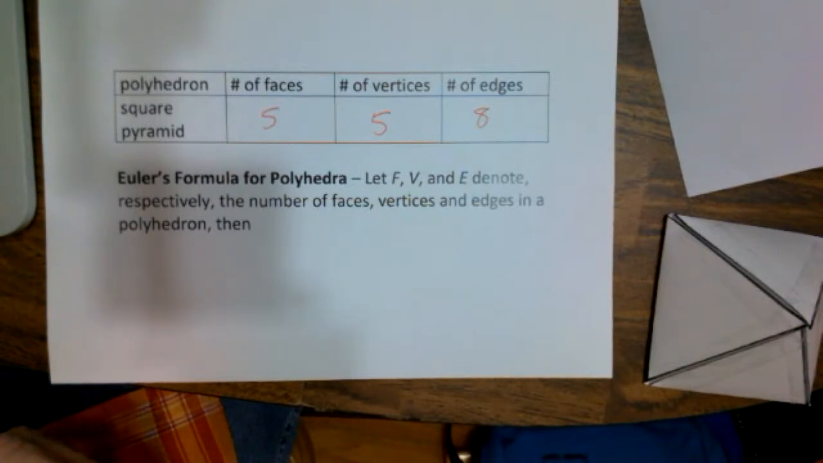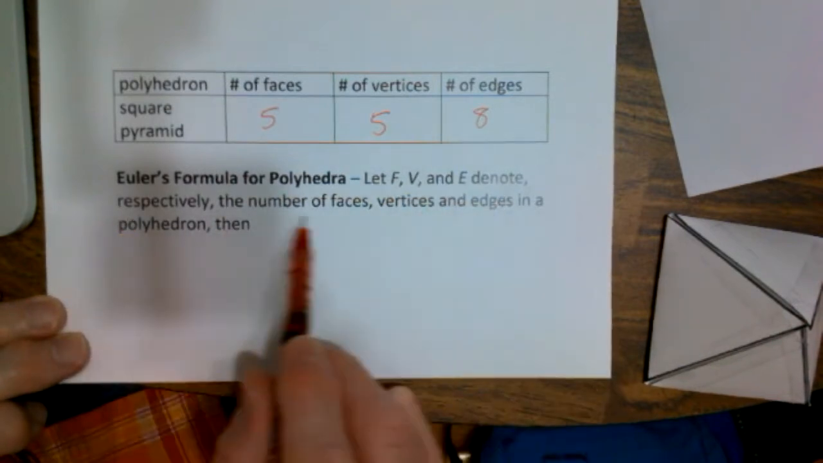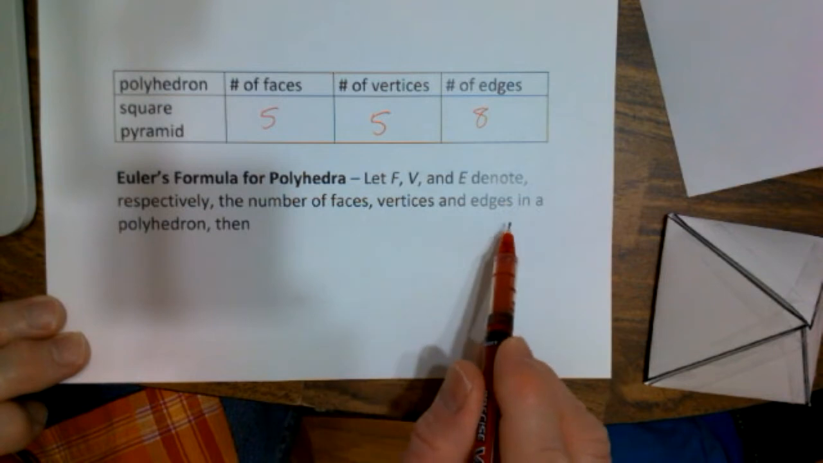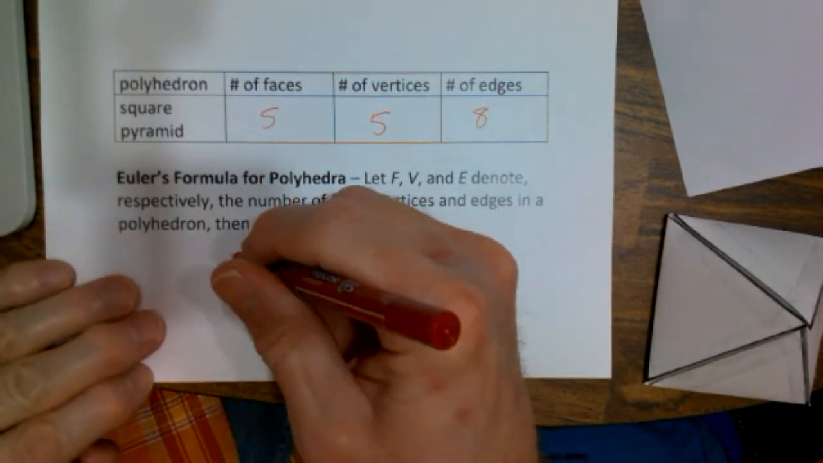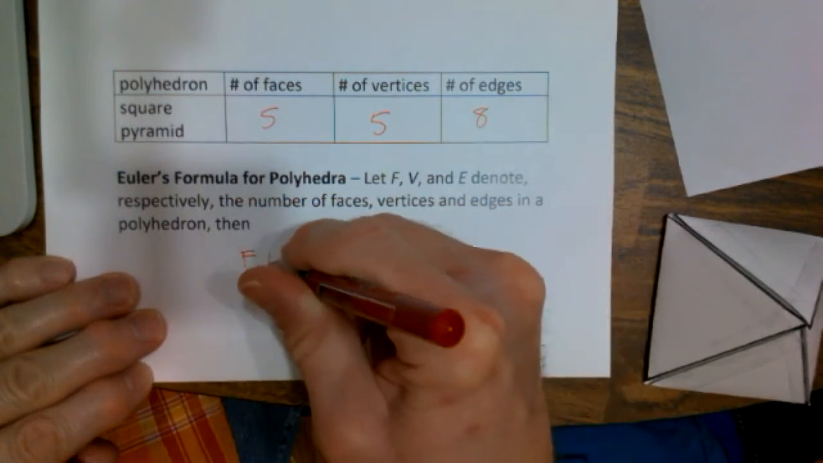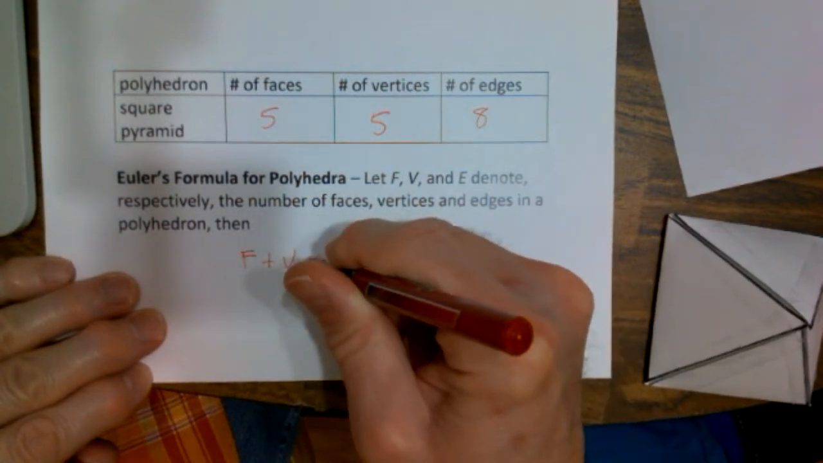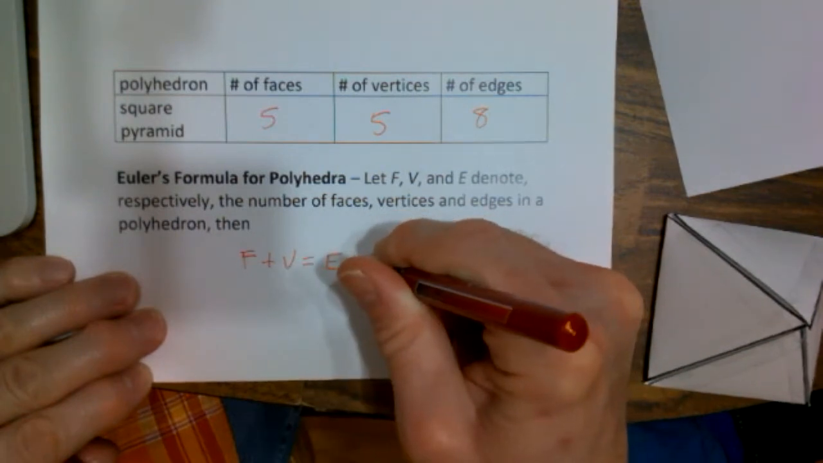Euler's formula for polyhedra. This is true of any polyhedron. If F, V, and E denote respectively the number of faces, vertices, and edges in a polyhedron, then the following relationship always holds. The number of faces plus the number of vertices is always equal to the number of edges plus 2.